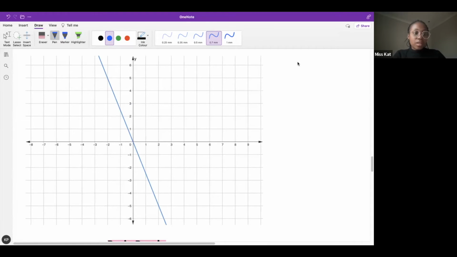Okay, so let's go with this one. Let's go with this one. Are we expecting a positive or a negative gradient? Negative. Beautiful. Buhle. Yes, Ratabile, we are expecting a negative gradient. Okay, let's choose accurate points. What accurate points do we see on this graph? Let us not guess. Which absolutely accurate coordinates do you see?